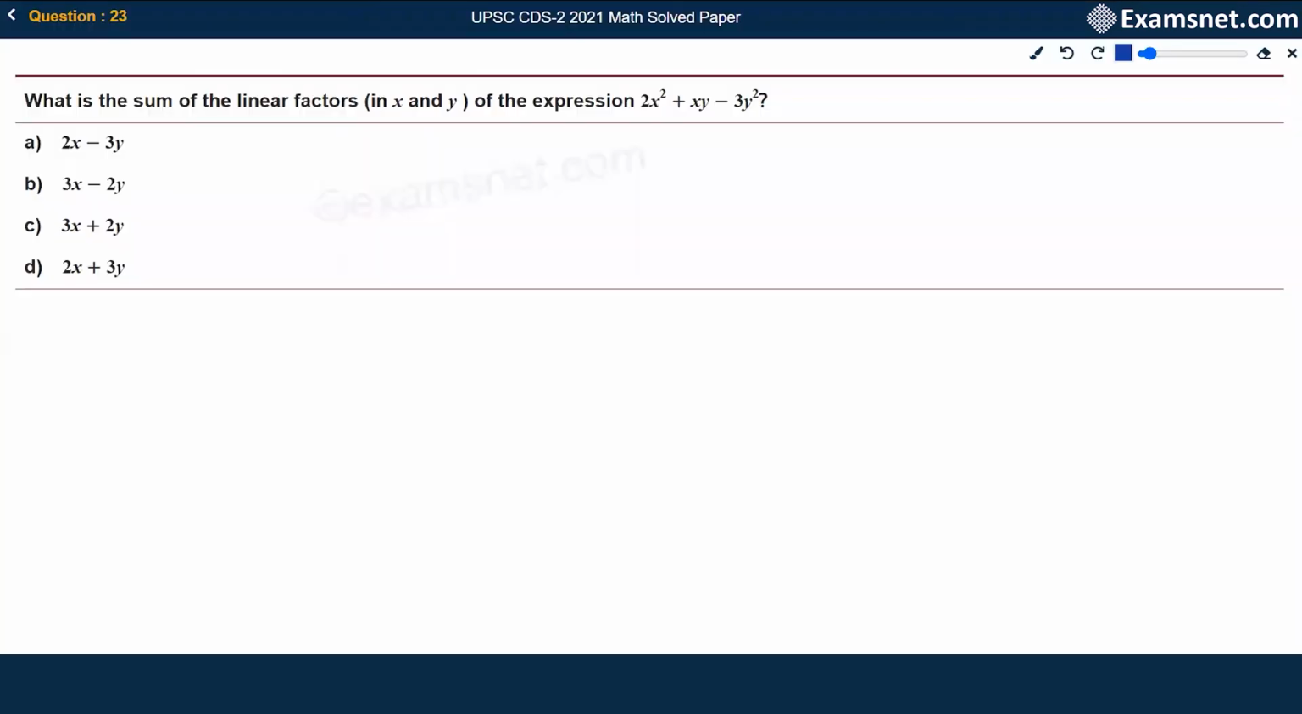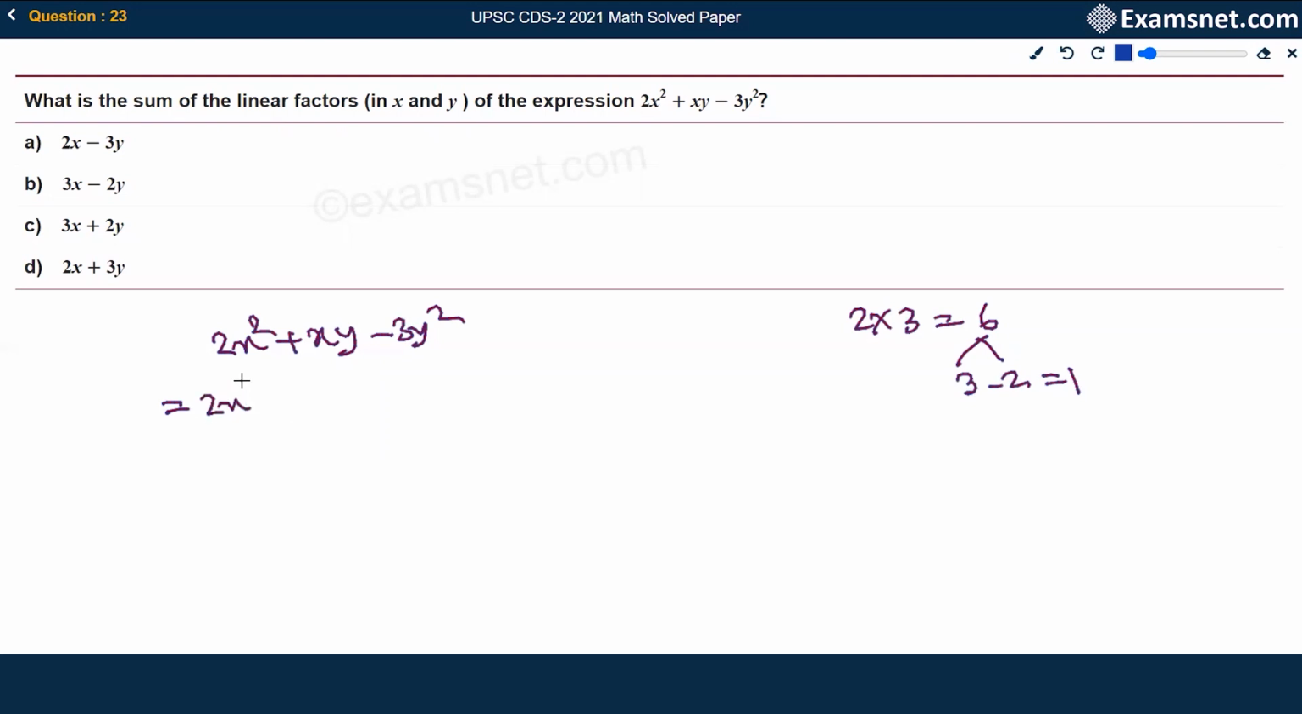In question number 23, it is given: what is the sum of the linear factors in x and y of the expression 2x squared plus xy minus 3y squared? So here 2x squared plus xy minus 3y squared, we have to factorize it to find the linear factors. So here we can see 2 multiplied by 3 will give us 6. Now we will find a pair of the factors of 6 such that their difference will give us 1. So there is only one such pair, 3 minus 2, that will give us 1.